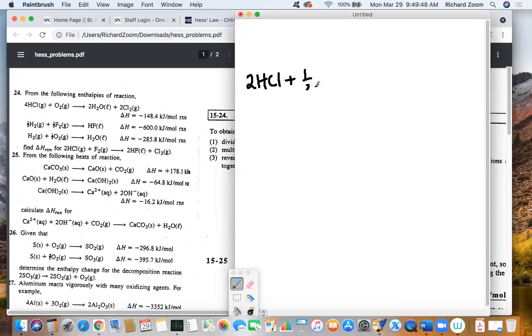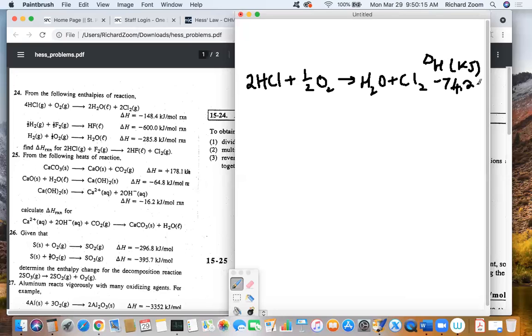2HCl plus half O2 gives H2O plus Cl2. And I'll take the delta H here, which I'll put in kilojoules. And I will make it, I could probably do it in my head, negative 74.2. Okay, so I'll stop here for a second.